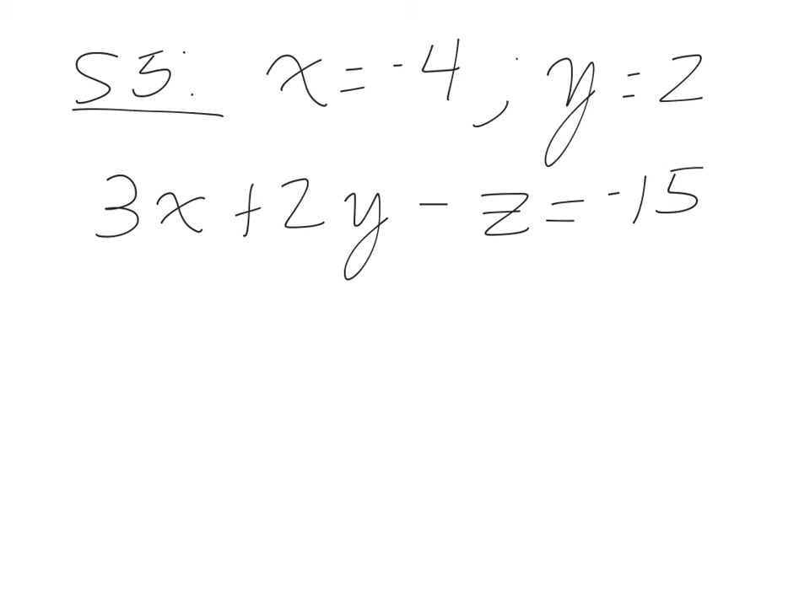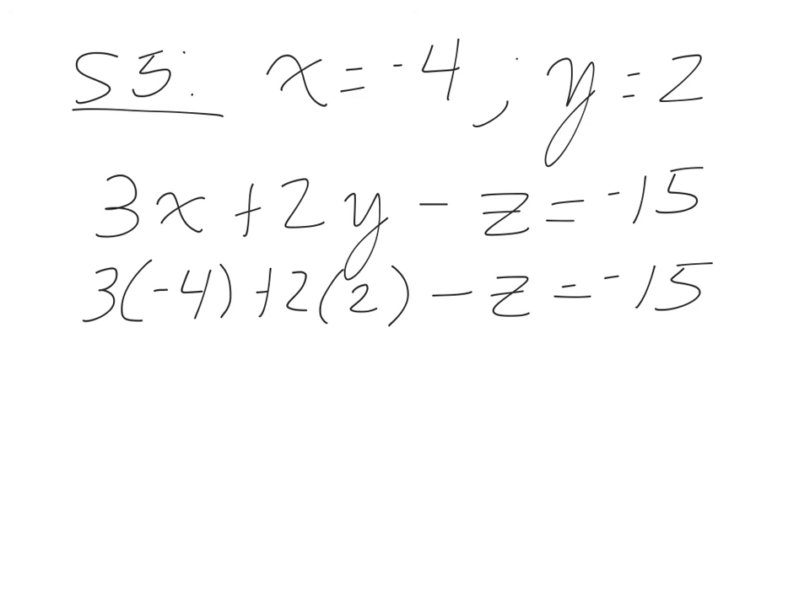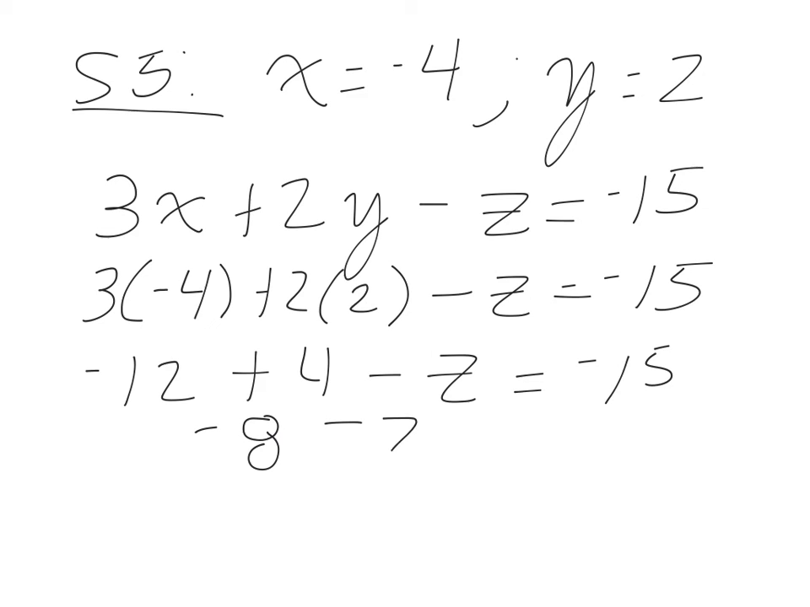You can choose any of the 3 equations. I just happen to choose the very first one. If we plug in negative 4 and 2, we will solve for our remaining variable. Negative 12 plus 4 minus z, negative 8. Add 8 to both sides. We come up with negative z equals negative 7. Therefore, z is equal to 7.